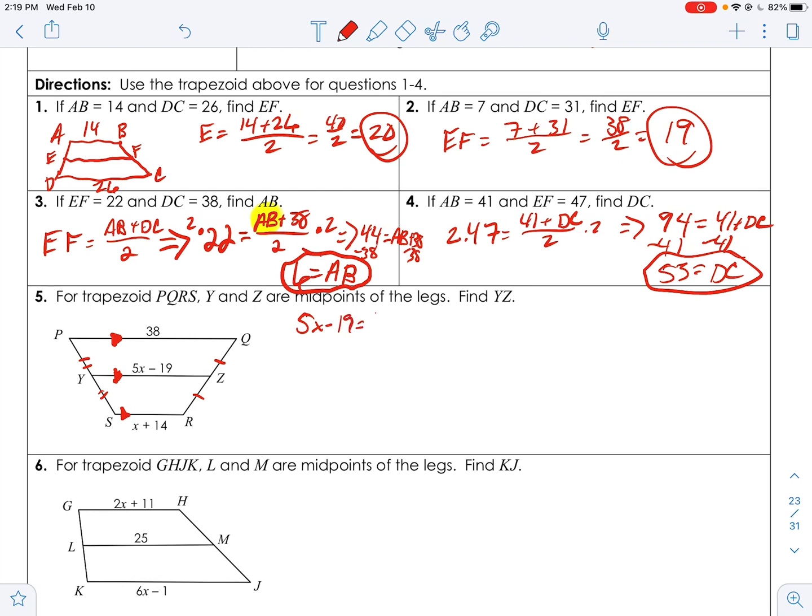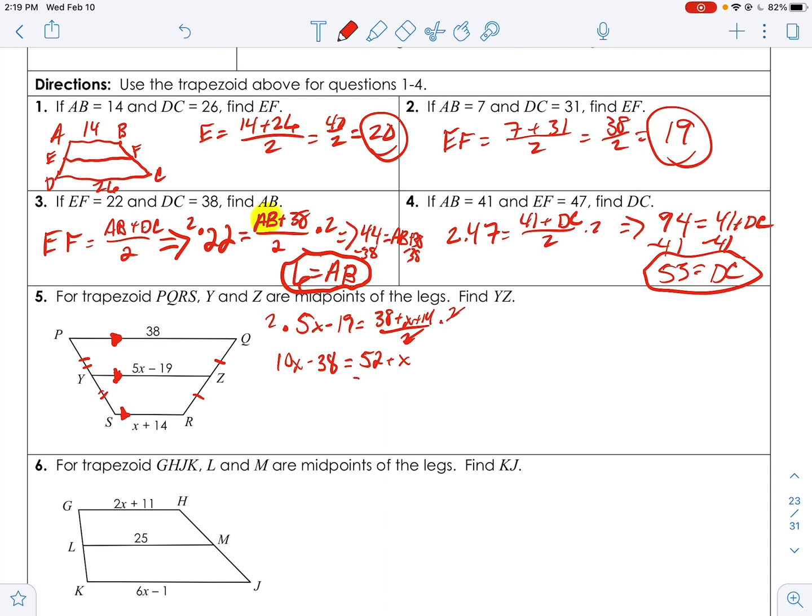So we know that 5x minus 19 is equal to 38 plus x plus 14 over 2. Okay, so I'm going to multiply both sides by 2. That cancels this out to 1. That makes this 10x minus 38 equals, let's see, it won't be 38 anymore. I'm going to do some math there. 38 and 14 is 52. So 52 plus x.